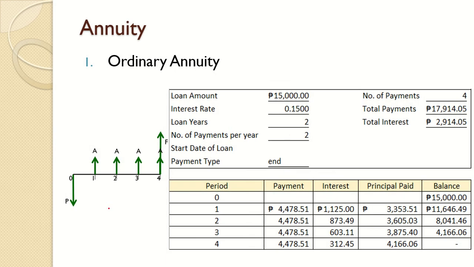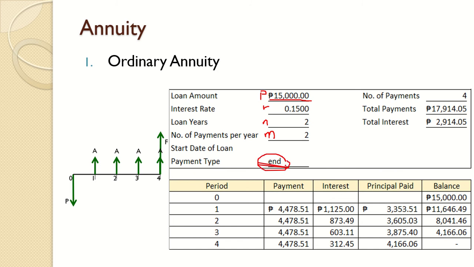Here's an example of an amortization schedule using ordinary annuity. Based from here, we can analyze this one as the loan amount is 15,000. The nominal rate of interest is 15%, that's 0.15. And the borrower will be paying it within 2 years. But the number of payments per year is 2, which means this is our M. This will be our N, this is our R, and this is our P. And the payment type is done at the end of each year.